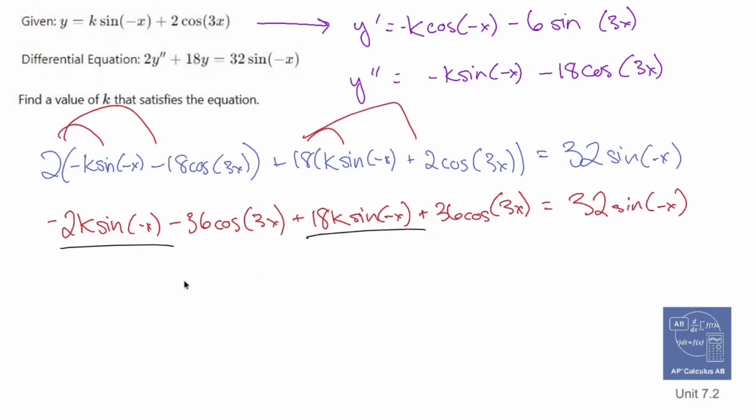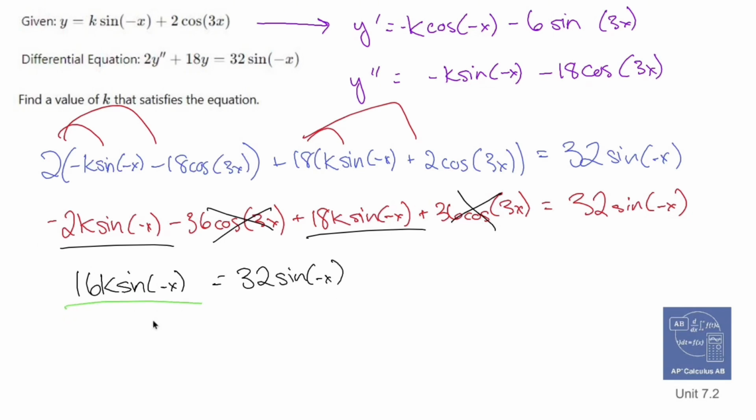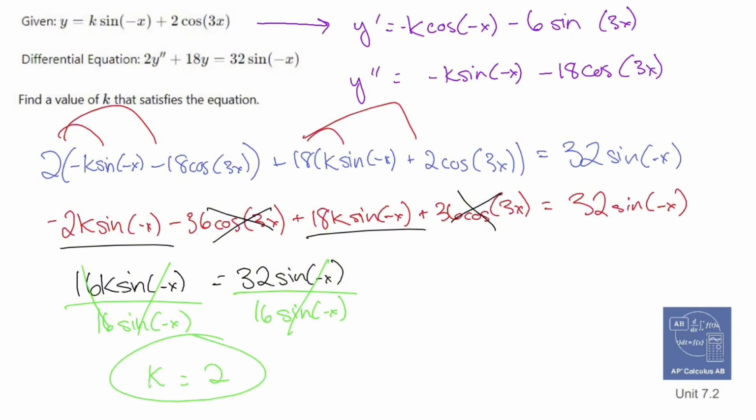Combine these to make 16k sine negative x. The cosine terms cancel each other out, and on the right side I have 32 sine negative x. In order to get k all by itself, let's divide both sides by 16 and sine negative x. You cancel, you cancel, you cancel. And k is going to equal whatever 32 over 16 is, which is 2. Not a fun problem at all.